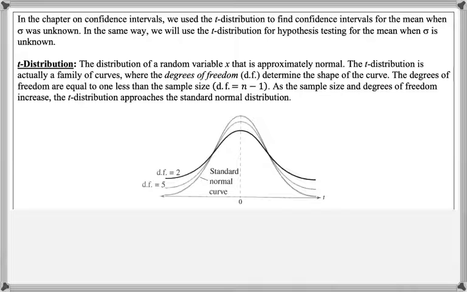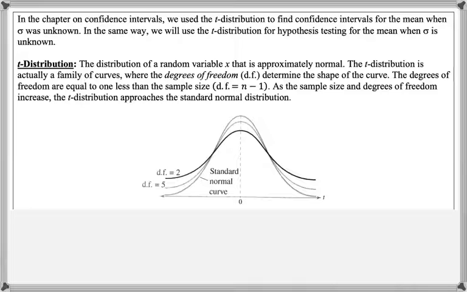In the chapter on confidence intervals, we used the t-distribution to find confidence intervals for the mean when sigma was unknown. So in the same way, we will use the t-distribution for hypothesis testing for the mean when sigma is unknown. So the t-distribution is the distribution of a random variable x that is approximately normal.